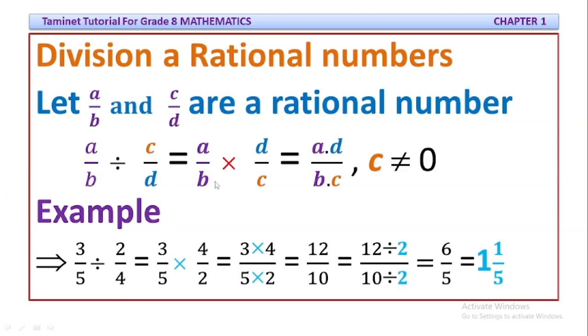According to the rule, 3 over 5 times, because the division of this operation is completely changed into what? Multiplication. Then take the reciprocal of 2 over 4. 2 over 4 means its reciprocal is what?